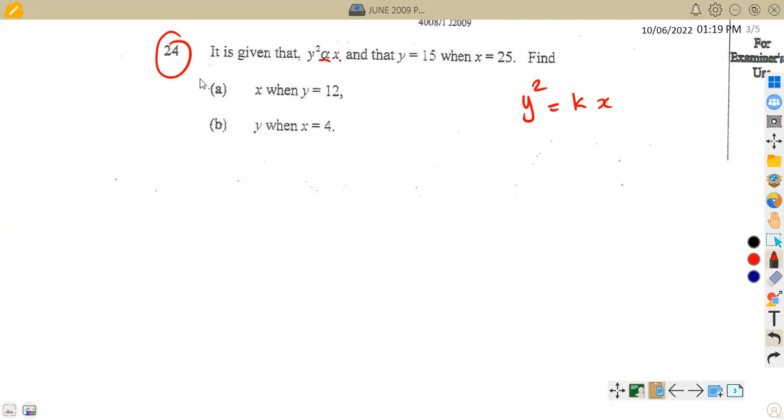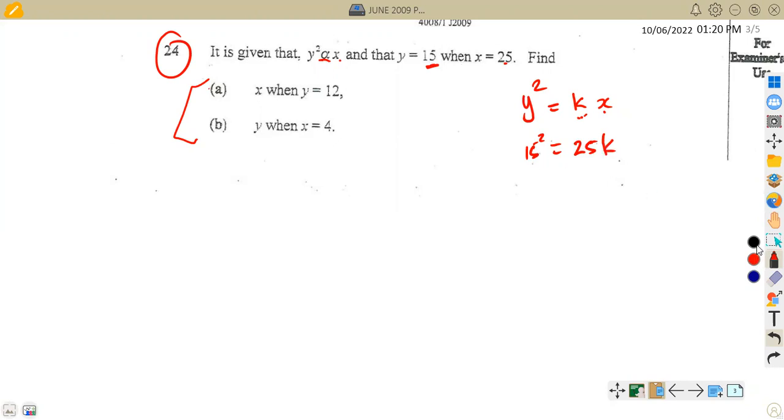So definitely for you to find this information, you must have the value of k, which is a constant, which connects the two variations. So in this case, we can have our y squared. We have given the value of y, which is 15. So that means 15 squared is equal to k times x, which is 25. So it's going to be 25k.